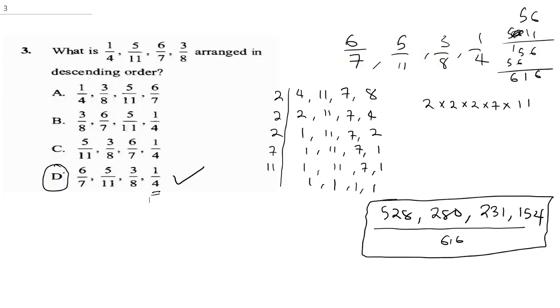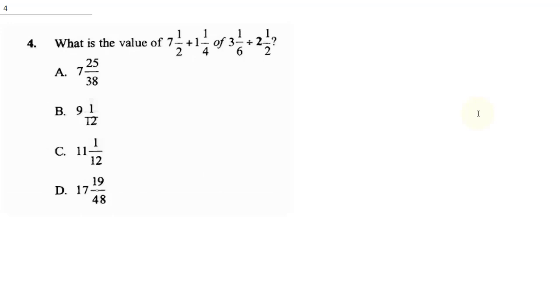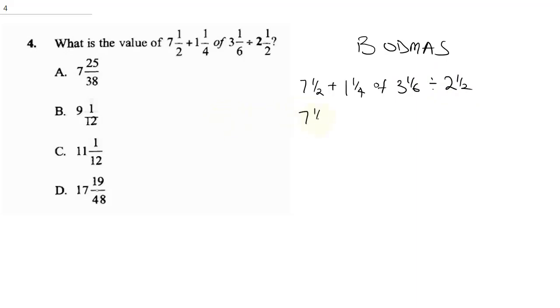So we're going to be taking you to question 4, which says, let's evaluate this. The first thing I'm going to advise you is to bring in your BODMAS. So don't forget your BODMAS. For you to evaluate this, this is going to be 7.5 plus 1 whole number 1 over 4 of 3 whole number 1 over 6 divided by 2.5. Something you need to know is you do your 'of' first.